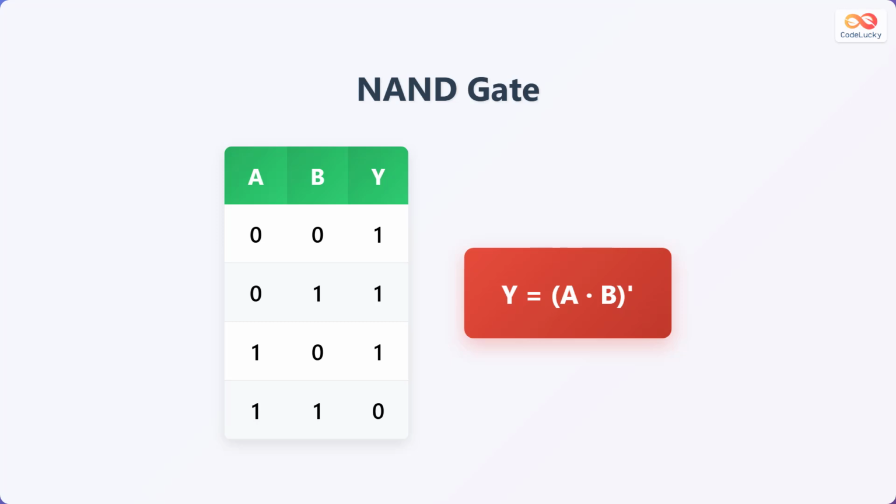Let's examine the NAND gate. The truth table for a NAND gate with inputs A and B and output Y is as follows. When A is 0 and B is 0, Y is 1. When A is 0 and B is 1, Y is 1. When A is 1 and B is 0, Y is 1. And when A is 1 and B is 1, Y is 0. The formula representing the NAND gate is Y equals (AB)', which means Y is the inverse of A and B.